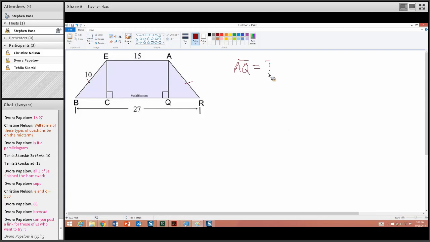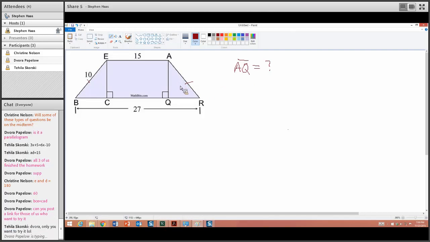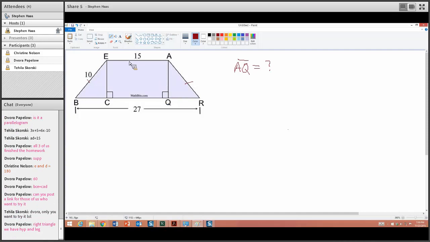All right, so let's take a look. The question over here is, how do we figure out AQ? Because this is a trapezoid, this is parallel to this. Because AQ and EC are both perpendicular to the same parallel line, they have to be parallel as well.